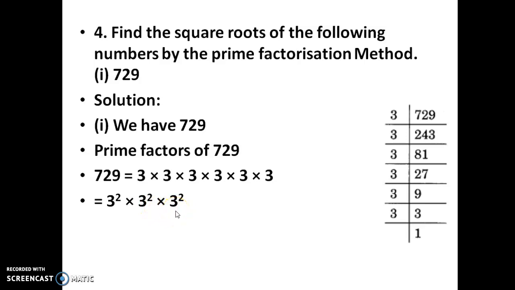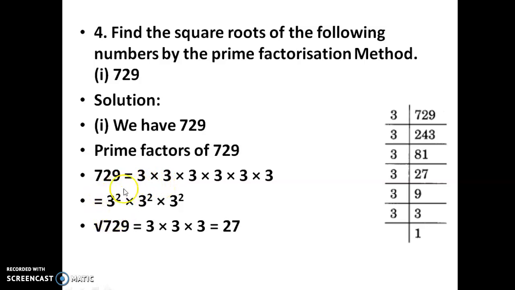When you take root, this square will be removed. Square and root if you take together, it will be removed. So the square root of 729 will be 3 into 3 into 3. In the previous example I showed you, in the pairs you have to write 1. In that same logic only.